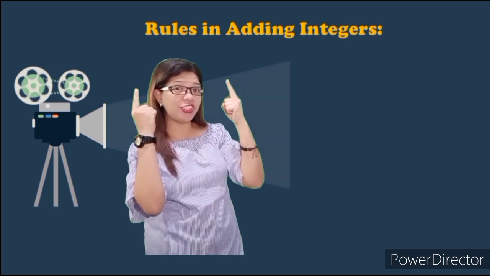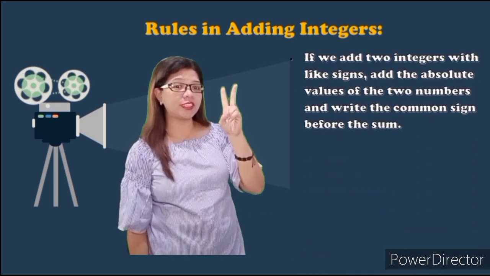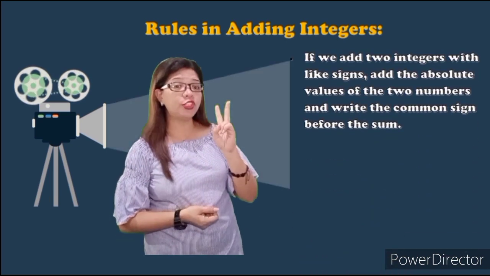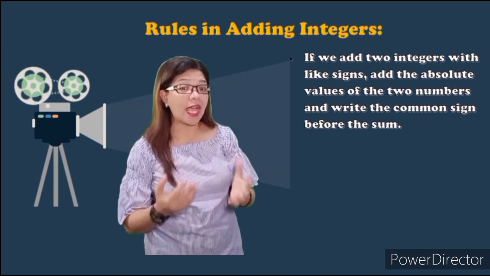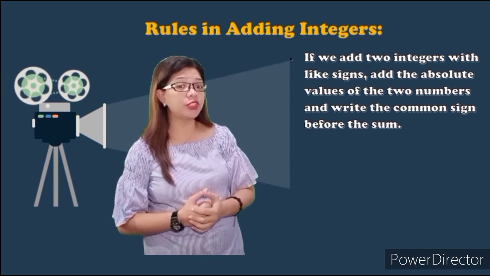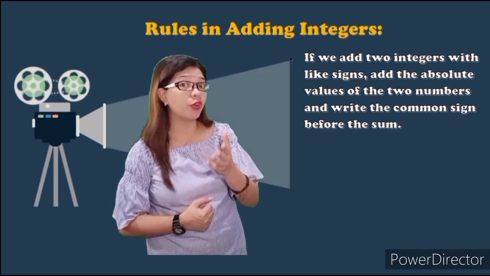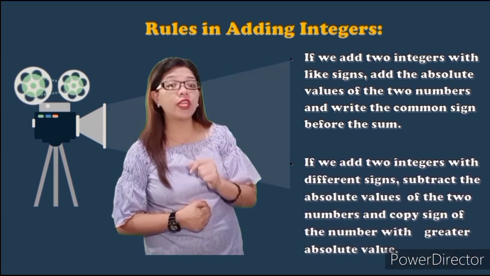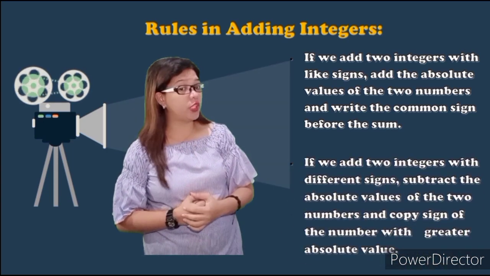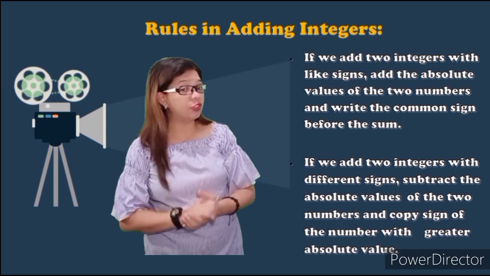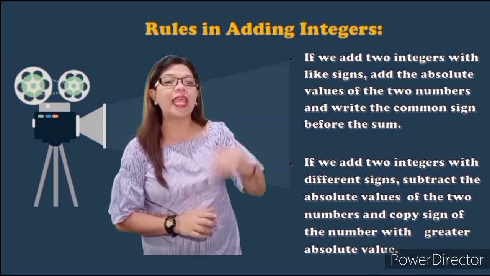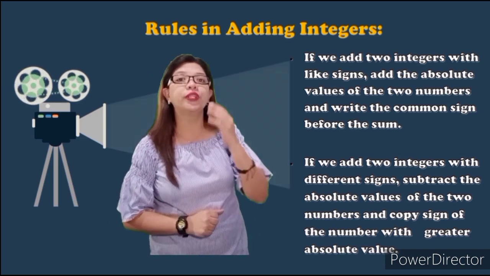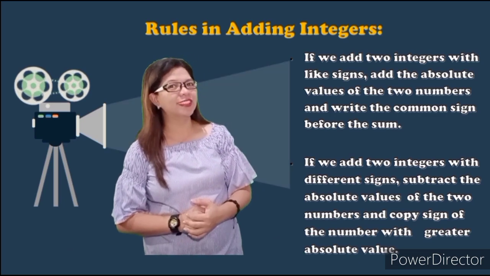Rules in adding integers. Two ways. If we add 2 integers with like sign, add the absolute values of the 2 numbers and write the common sign before the sum. If we add 2 integers with different sign, subtract the absolute values of the 2 numbers and copy the sign of the number with the greater absolute value.